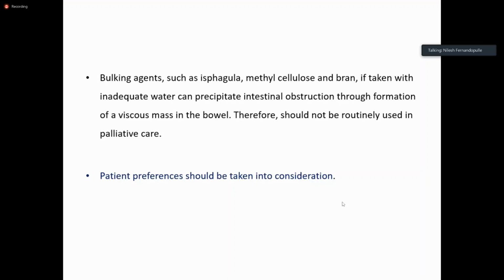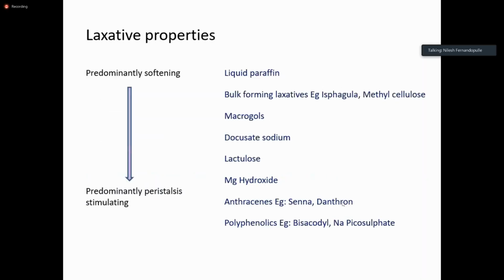Unless you are dead sure the patient is able to drink a lot of water. Because even in normal practice, if you are using bulking agents, fibers, make sure that you tell the patient they need to drink a lot of water. Otherwise, it will make the symptoms worse.